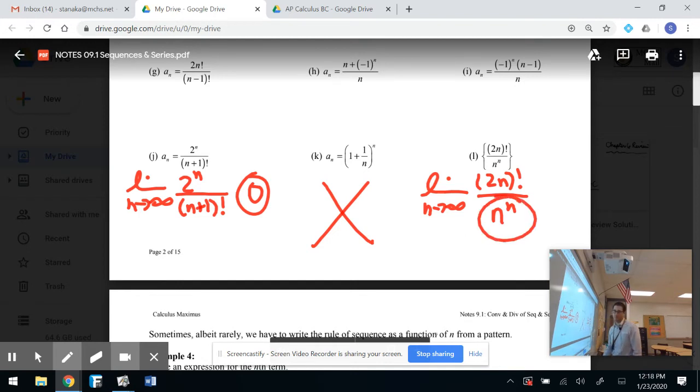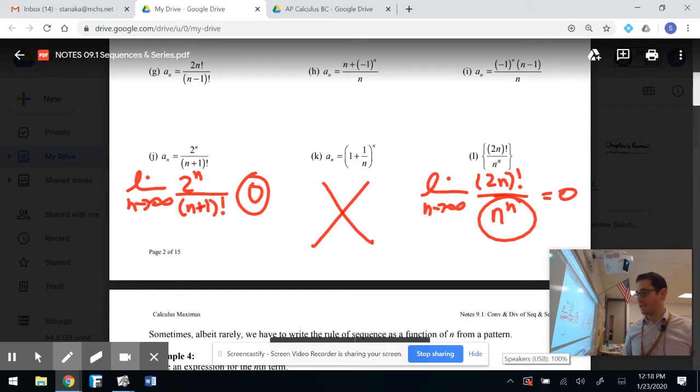This dude, no dude grows faster. That's the big bad boy on the lot. Nothing grows faster than that bad boy. So even though the top is a factorial that grows really, really fast, that's going to be something over something that's even way bigger. So that converges to 0 also. Okay, make sure you remember those things.